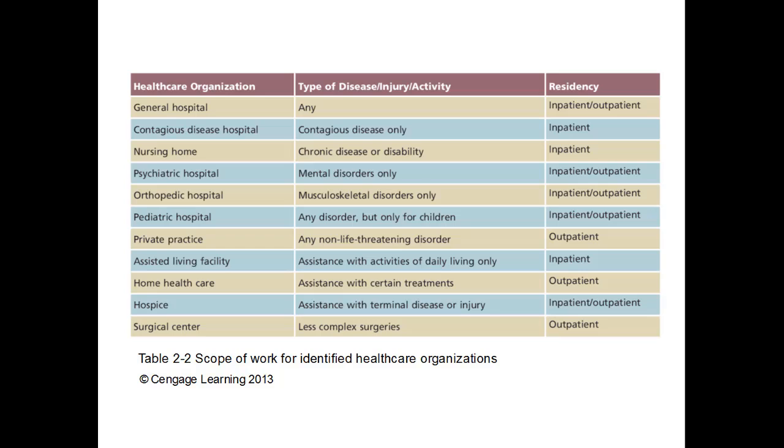Alright, in this table we have the scope of work for the identified organizations we've talked about so far. You have the type of organization here in this column, the type of disease or injury that would be treated, and then the residency. For example, a nursing home would treat a chronic disease or disability, and that's an inpatient residency. Home health care would be assistance with certain treatments, and that would be done on an outpatient basis because you are treating that person at their home.